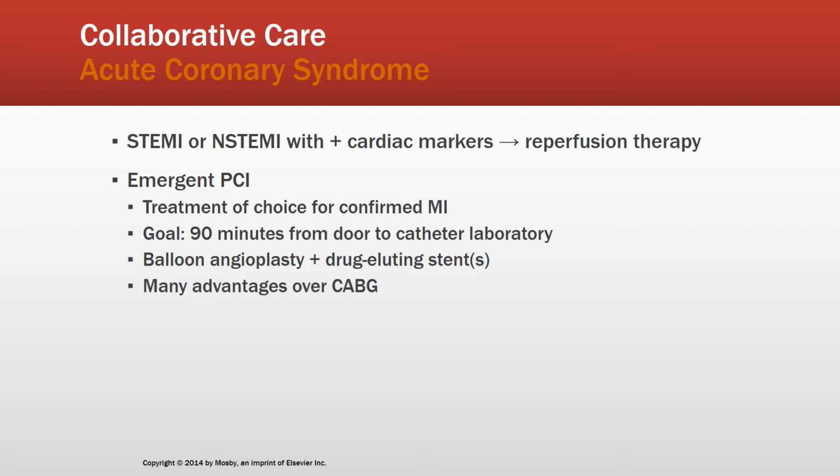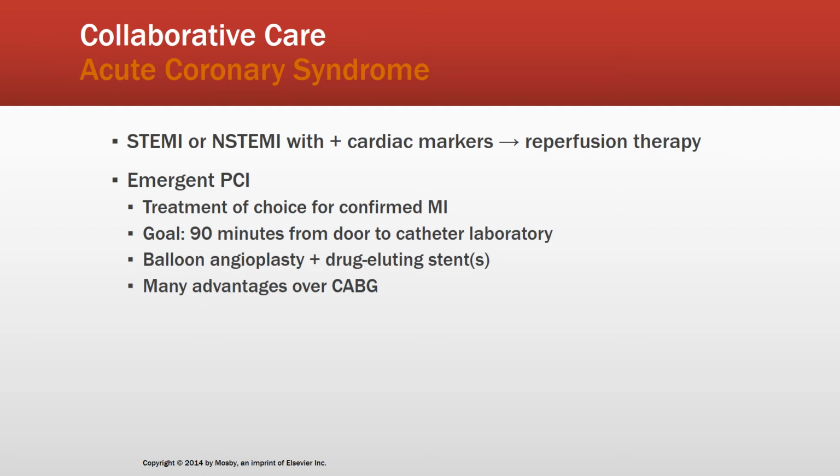Some of the advantages of PCI is that it's definitely a great alternative to having your chest cracked open. It's performed with local anesthesia. The patient is ambulatory right after, once the patient's recovered. The length of hospital stay is about 1 to 3 days, compared to 4 to 6 with a CABG surgery. Sometimes it's more than that.